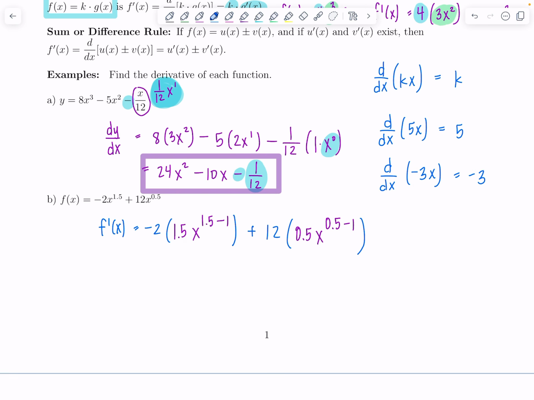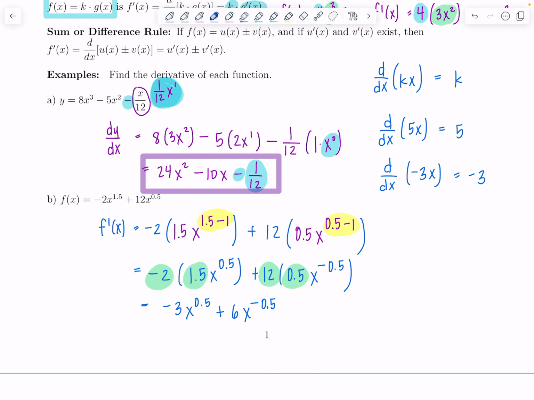Okay. Now let's keep going. So this is going to be negative 2 times 1.5 x raised to the 0.5. I'm cleaning up just the exponents first, okay? And then I have plus 12 times 0.5 x raised to the negative 0.5 because we have 0.5 minus 1. And then now we can go ahead, last step. We'll just multiply all the constants that are out front and clean up the coefficients. So this will be negative 3x to the 0.5 plus 6x to the negative 0.5.